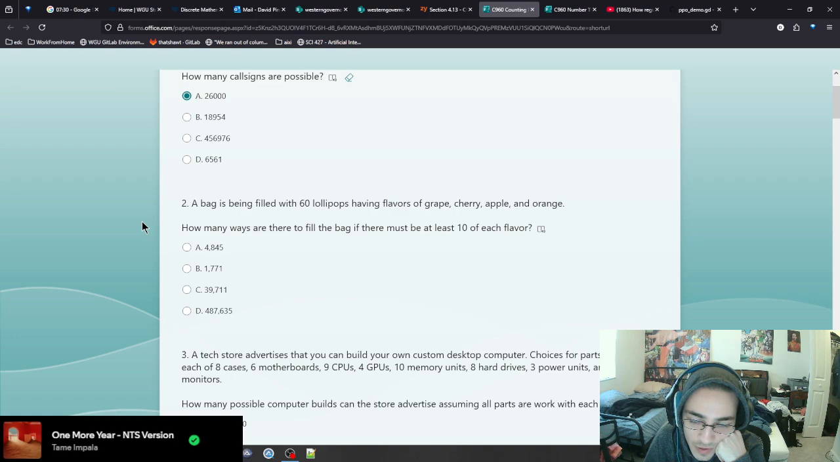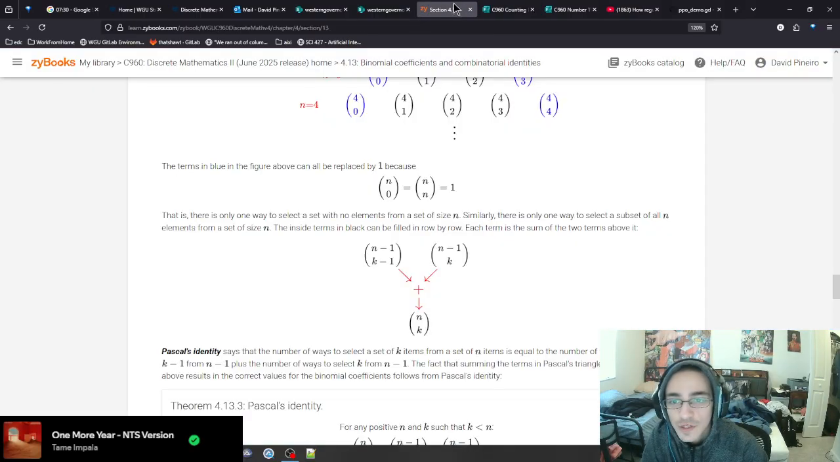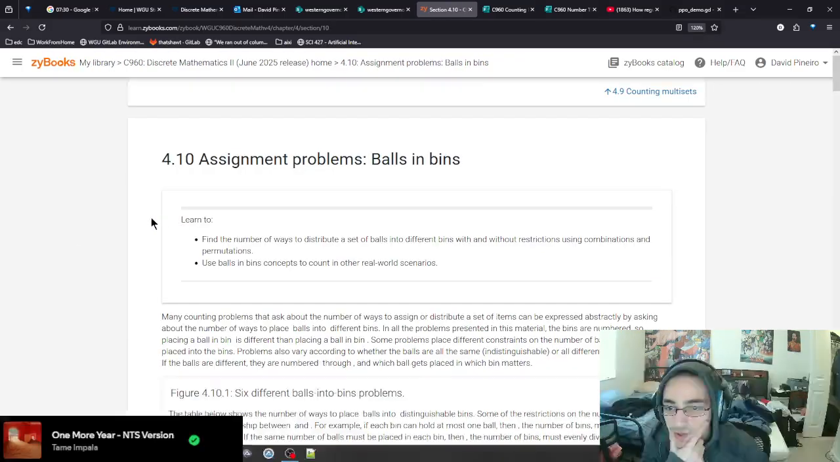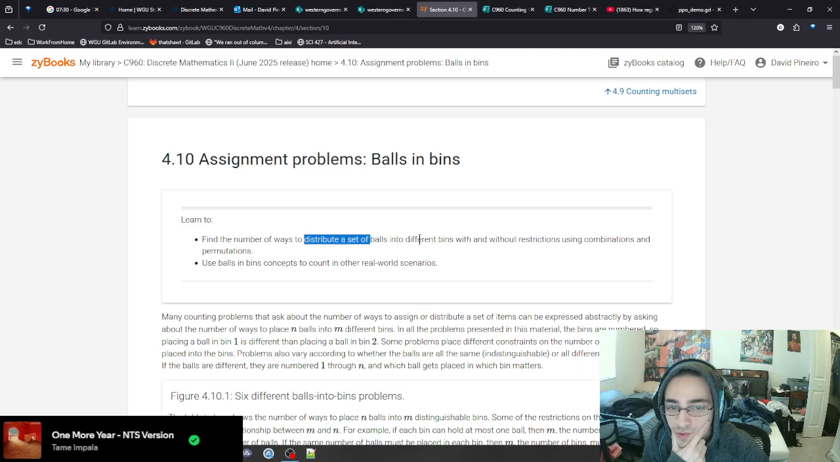So the bag is being filled with 60 lollipops. There are 4 flavors: grape, cherry, apple, orange. How many ways does it fill the bag, if there must be at least 10 of each flavor? Okay. It's in here somewhere. This one, right? Distribute.